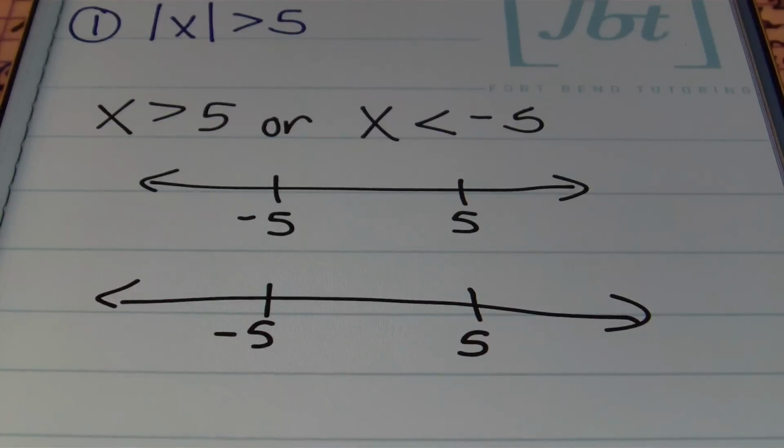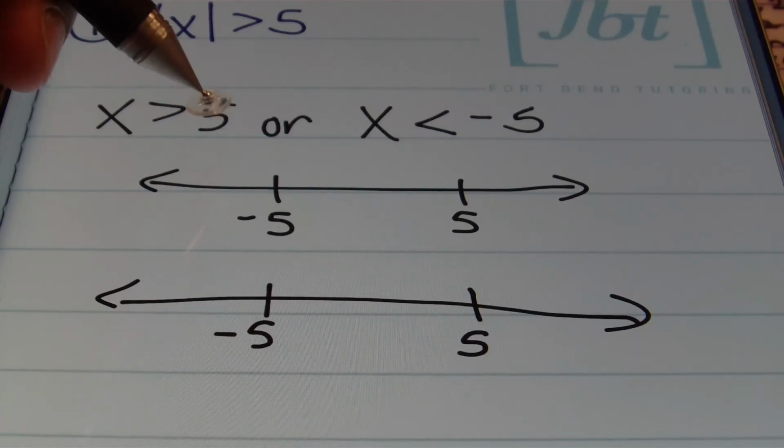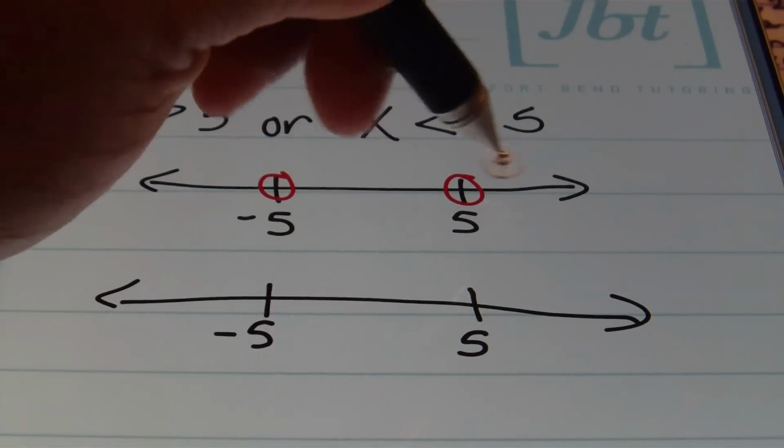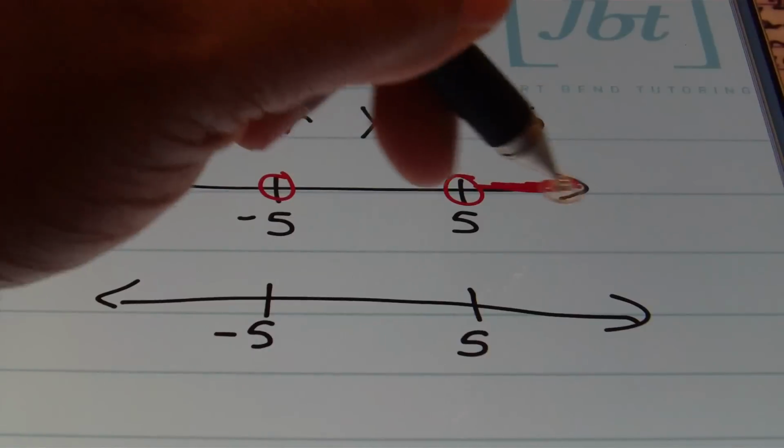And one way to write the solution is with open circles. Let's go ahead and do that in red ink here. On my first line, I'll use an open circle to represent my negative 5 and 5. So I'll have an open circle here, and I'll have an open circle here. Because my first inequality says that x is greater than 5, I know that I need to shade to the right of 5 here on my number line.